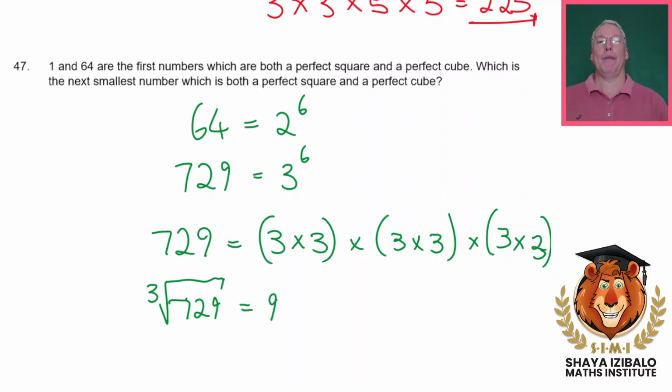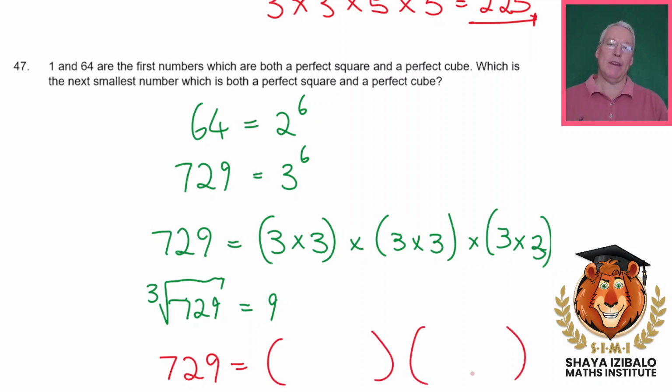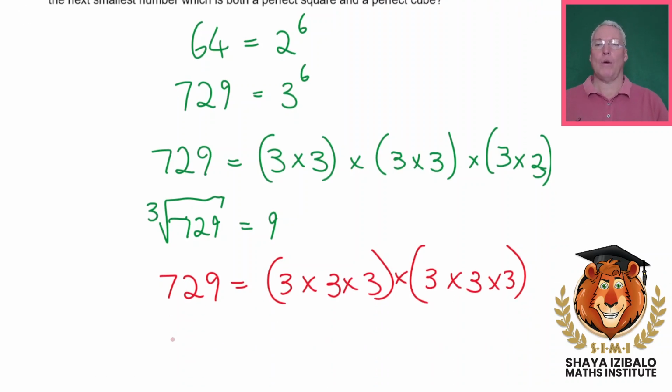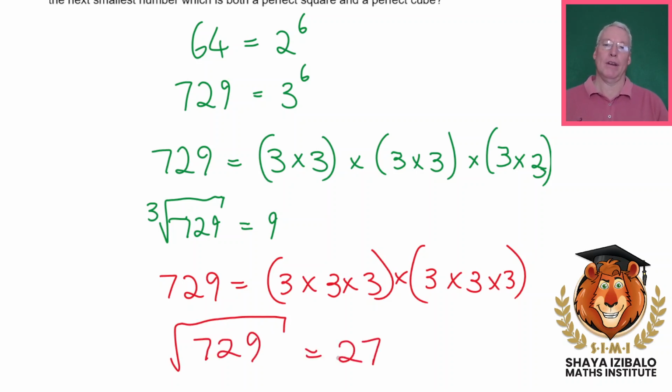But the other thing we can do, because we've got 6 of them, is split our 6 3's into 2 identical groups. How many would we have in each? Obviously, we would have 3 in each. And if we've got 3 in each, then the square root of 729 would just be one of these groups. It would be 27. So 729 is both a perfect square and a perfect cube.